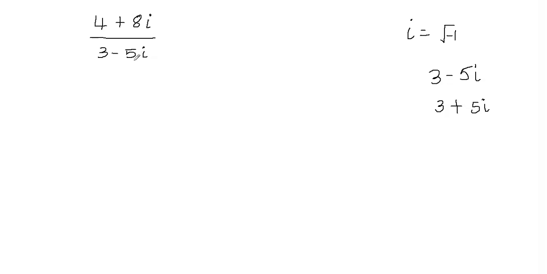So we're going to multiply our denominator by the conjugate of 3 minus 5i, and we know that the conjugate of 3 minus 5i is 3 plus 5i. So I'm going to multiply my denominator by 3 plus 5i, and when I multiply my denominator, I would also have to multiply my numerator by 3 plus 5i to balance my fraction.